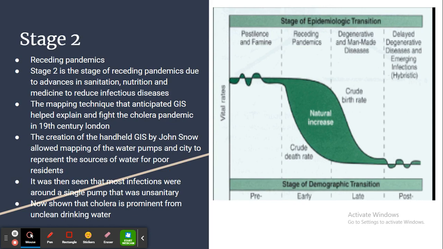Receding pandemics. Stage 2 is the stage of receding pandemics due to advances in sanitation, nutrition, and medicine to reduce infectious diseases. The mapping technique that anticipated GIS helped explain and fight the cholera pandemic in 19th century London. The creation of the handheld GIS by John Snow allowed the mapping of water pumps in the city to represent sources of water for poor residents. It was then seen that most of the infections were around a single water pump that was unsanitary, showing that cholera is prominent from unclean drinking water.